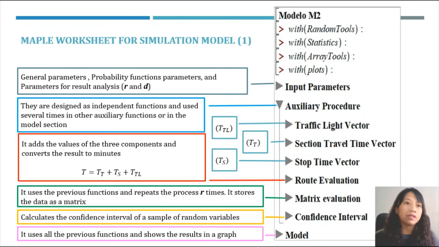Here, I'm going to present the general structure of the model as a Maple worksheet. The picture on the right shows the general structure of the model. At the beginning, there are some packages and specific tools that we use in this model. After that, there is the input parameter section. There are three kinds of parameters. General parameters, they are route specifications. Probability function parameters, which define operation speed and time in station. Finally, we have parameters for result analysis.